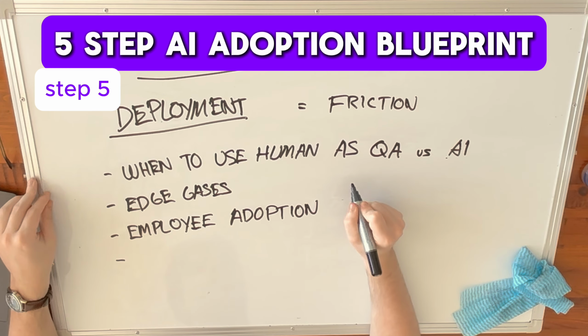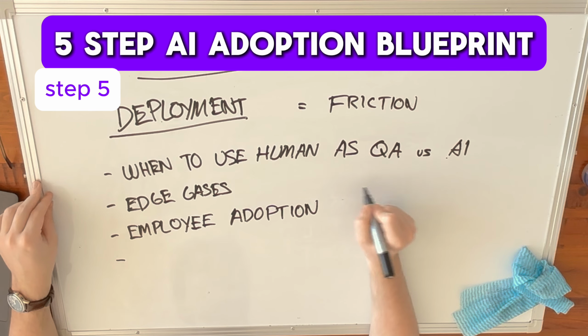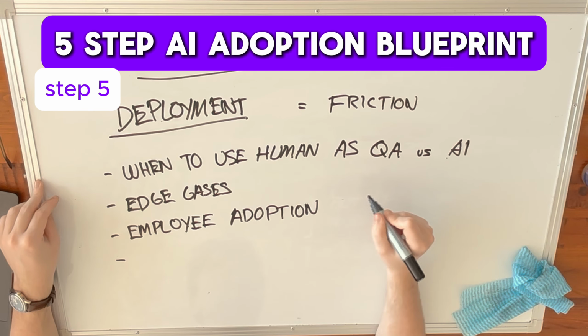Edge cases. What is an edge case? An edge case is an output that we didn't calculate when we were designing the process. So for example, let's go back to this email analogy. We have an email template for every industry. An edge case would be an industry comes in that we don't have an email template for.